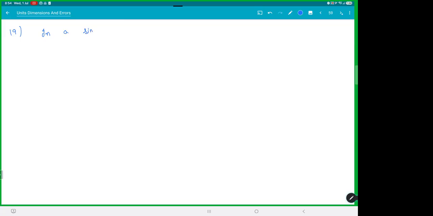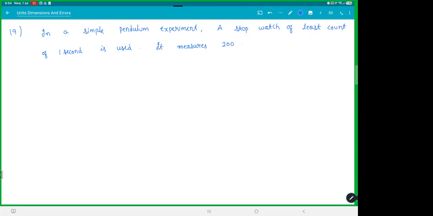In a simple pendulum experiment, a stopwatch of least count of 1 second is used. It measures 200 seconds for 100 oscillations.